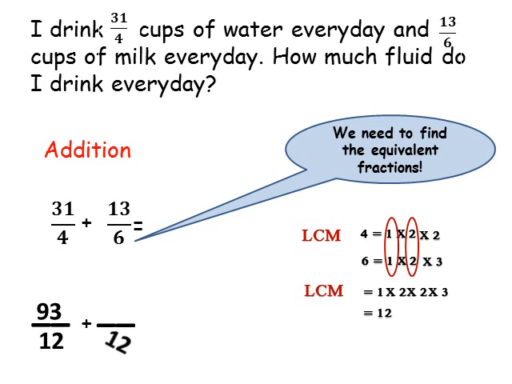Okay, so let's do the second fraction. 12 divided by 6, that's 2 times 13, that's 26. Okay, so now we can add both fractions because they have the same denominator. So that will be 93 plus 26 is 119 over 12.